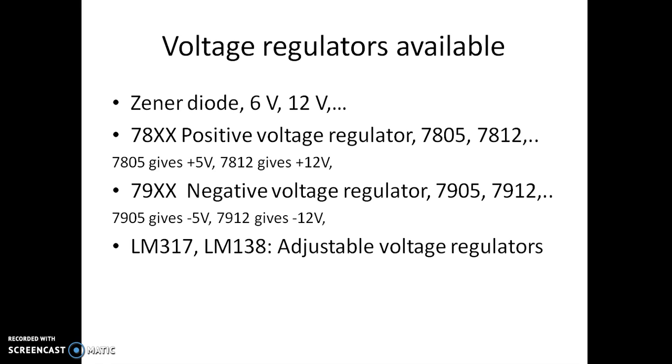And LM317 and LM138 are adjustable voltage regulators. The previous two, 78XX and 79XX, are fixed voltages. If you want any voltage other than 5, 12, something like 3.3, 2.4, all those are not possible in the 78 series or the 79 series. We have to go for the adjustable voltage regulators to get the required value of constant voltage.